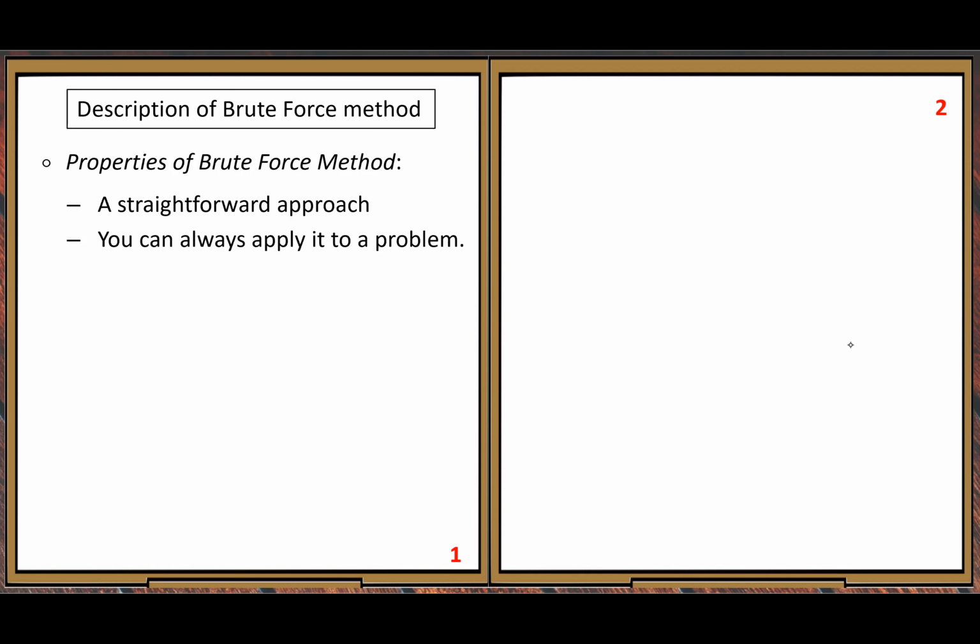Given any computing problem, without using any special technique, you don't worry about the efficiency. You don't worry about the performance. You only want to get a correct answer. So you can always apply the brute force method on a computing problem. In general, it is not the best algorithm. In general, I would like to say for non-trivial problems.